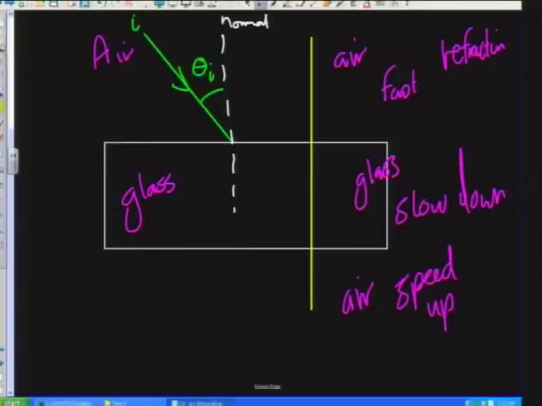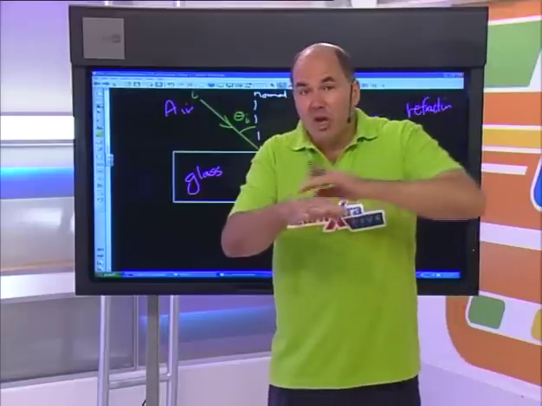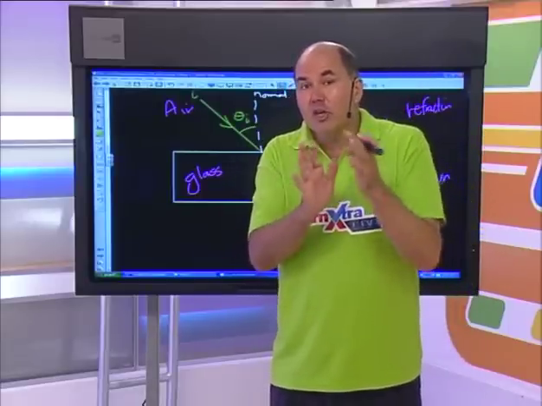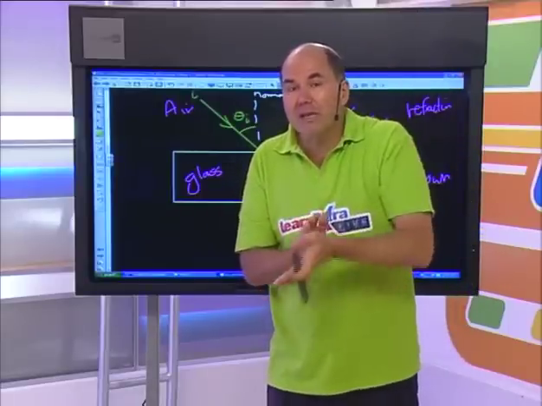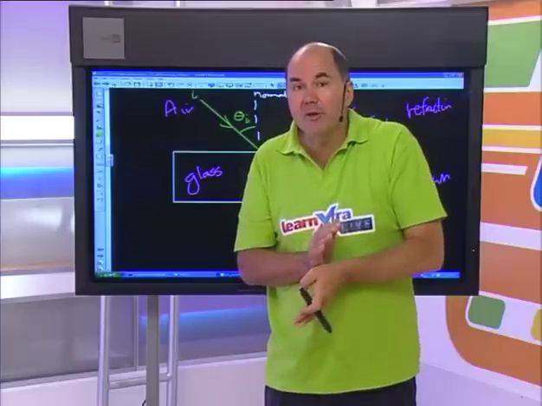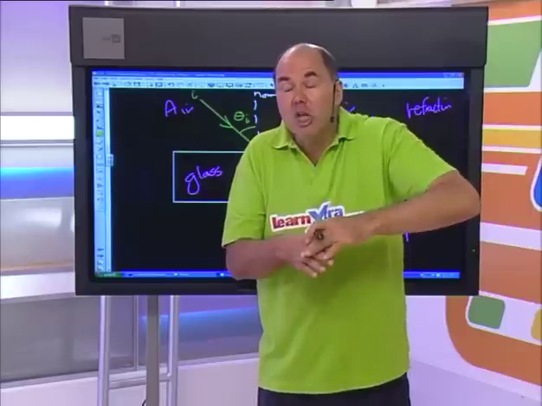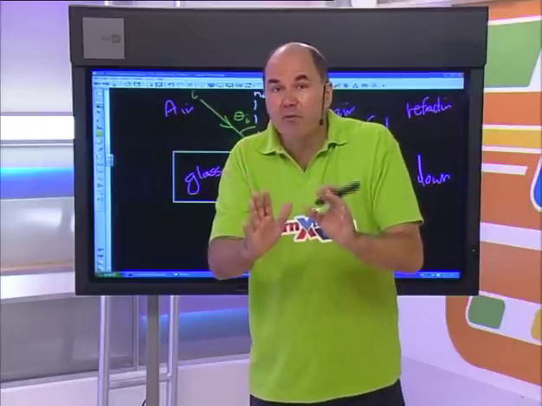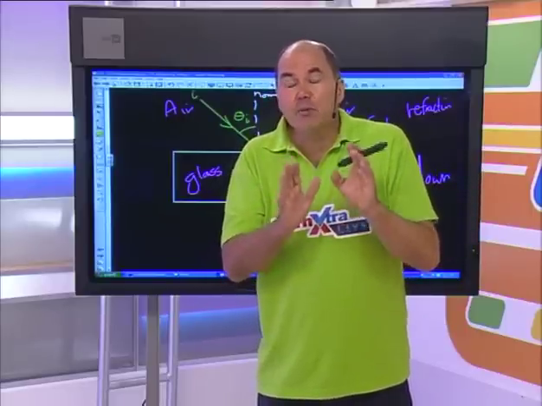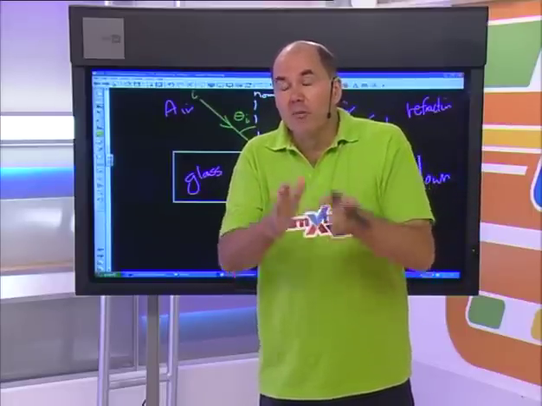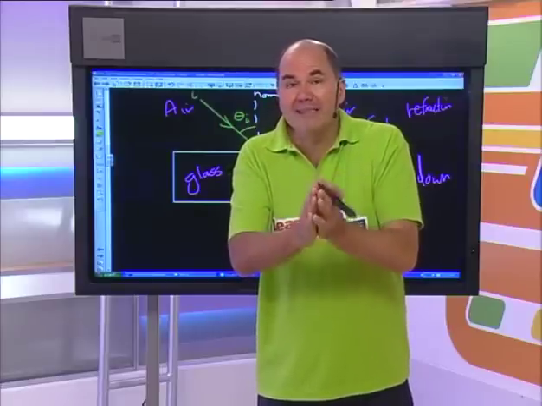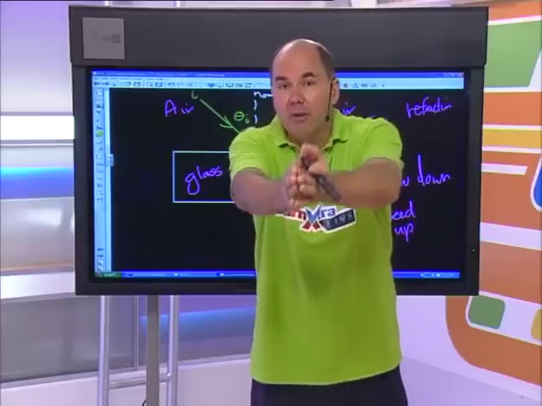Now, if the glass block is not very shiny, then you will find that most of the light will continue into the block. If the glass block is shiny, we might get some reflection at the surface. Let's pretend that there's no reflection. We're going to say that all of the light carries on into the block.